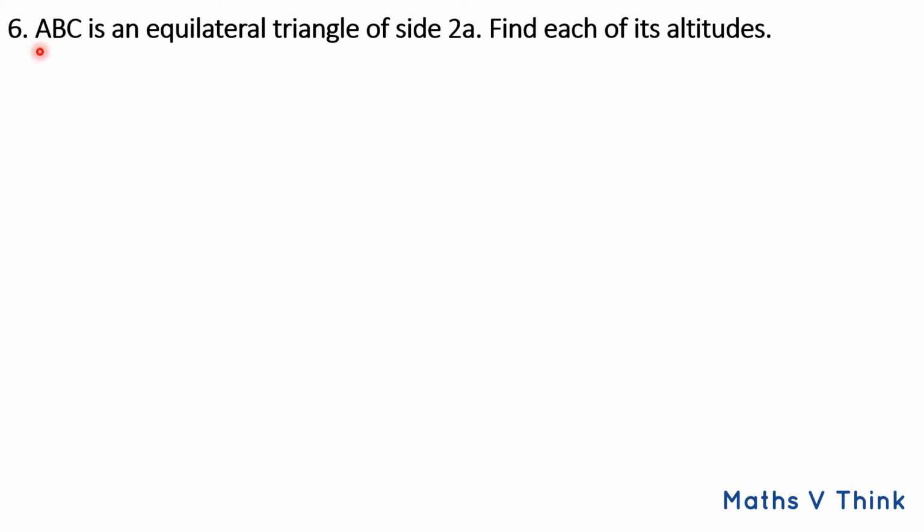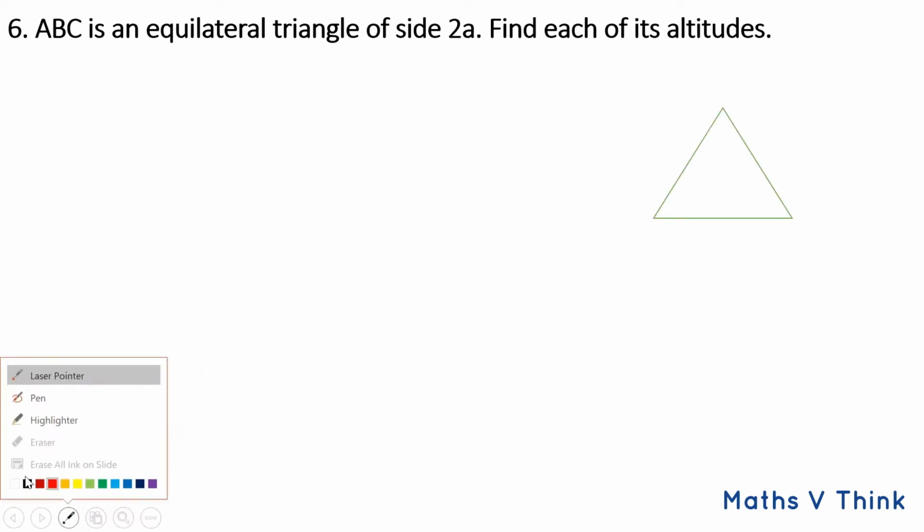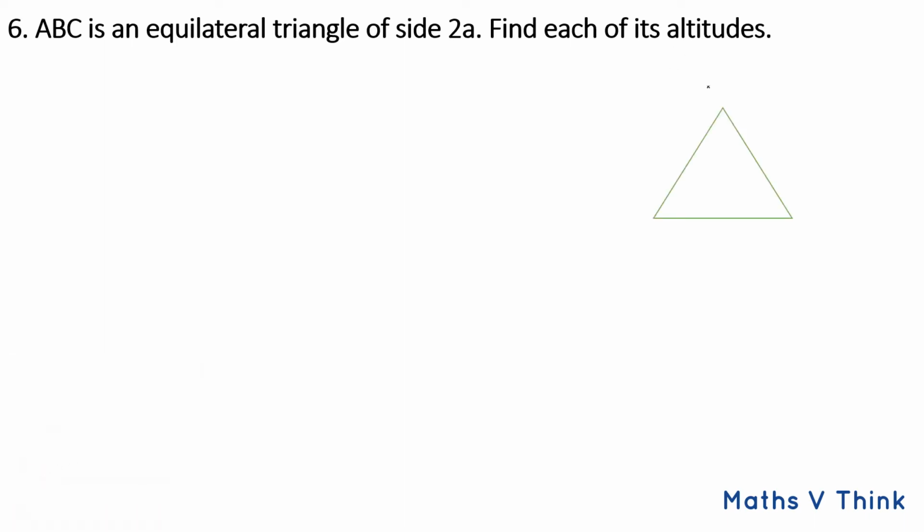The sixth question says ABC is an equilateral triangle of side 2a. Find each of its altitudes. So first we'll draw the equilateral triangle. Let this be A, B, C, and we'll draw an altitude from point A. Let this be AD, and they have given the sides of the equilateral triangle are 2a, 2a, and this whole is 2a.